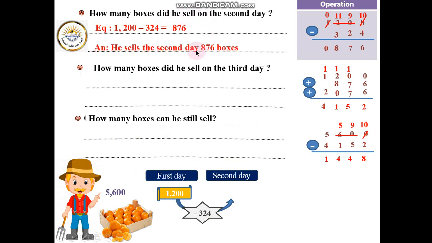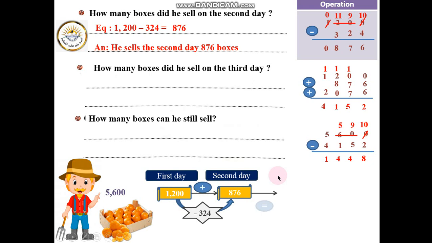He sells on the second day 876 boxes. Now let's read the second question. How many boxes did he sell on the third day? Let's remember together. Now we have, on the first day he sells 1,200 and on the second day he sells 876. On the third day he sells as much as the first day and the second day. So on the third day he sells the first day plus the second day, so 1,200 plus 876.